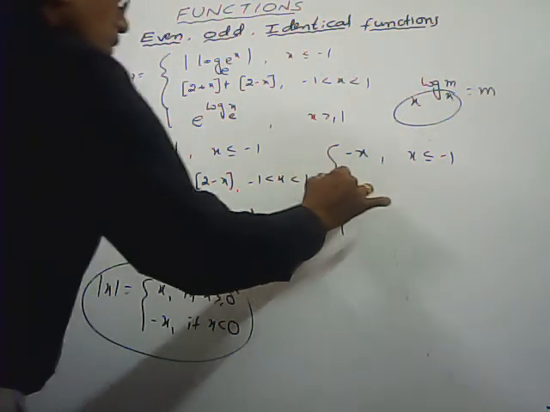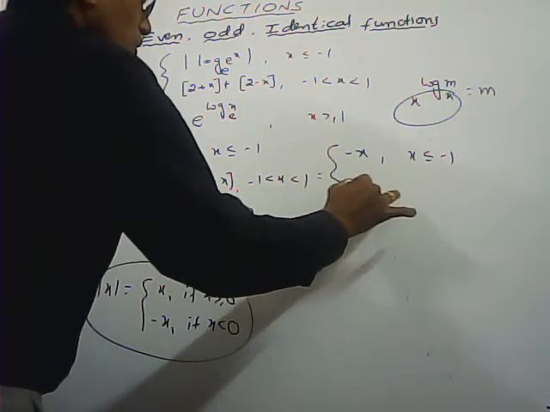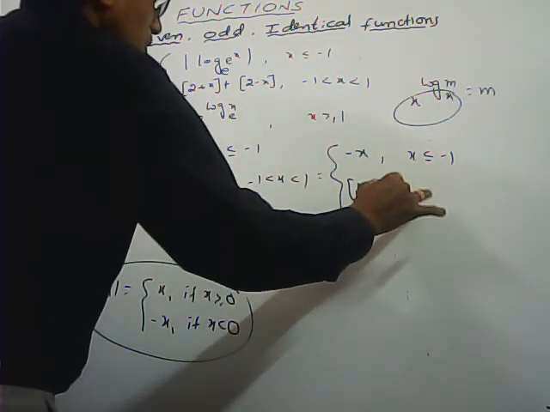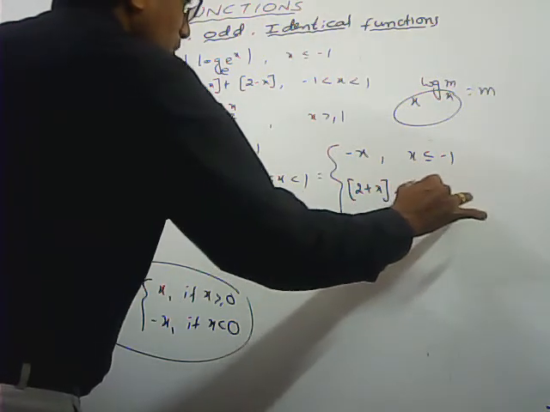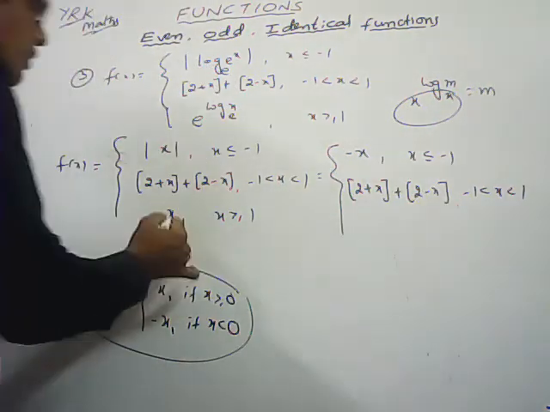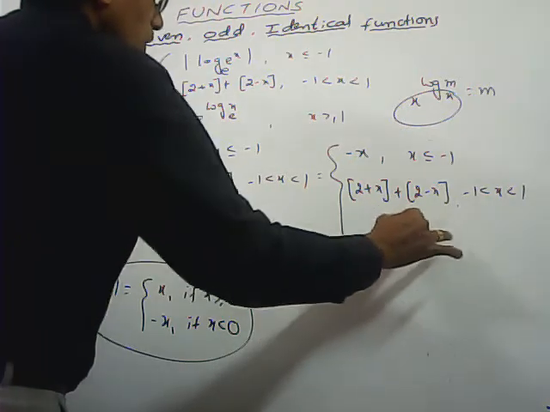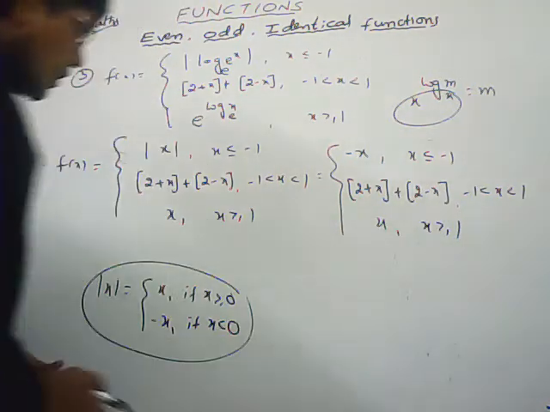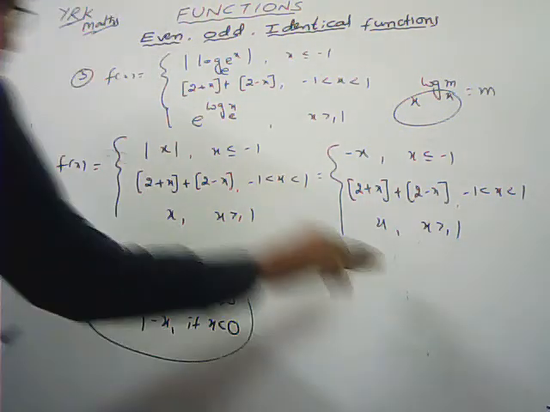Now here the same thing you can write: 2 plus x plus 2 minus x, for minus 1 less than x less than 1, and x for x more than or equal to 1. Now this is the function f of x.